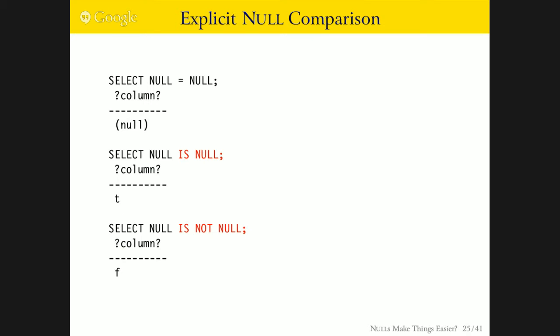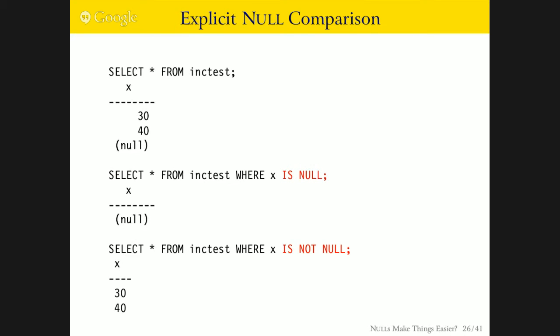So I say, is null is null? Yes, it is null. This is basically where I pull null out of that unknown category, and I now map it into a true/false zone that I can more easily understand. Okay.